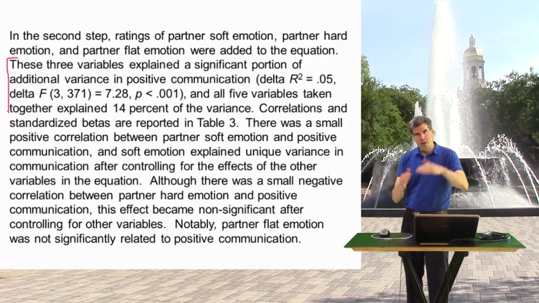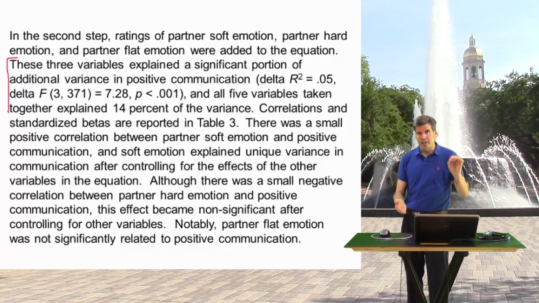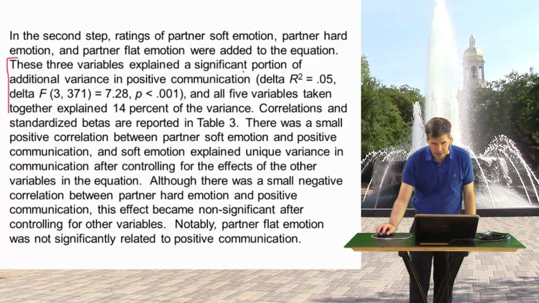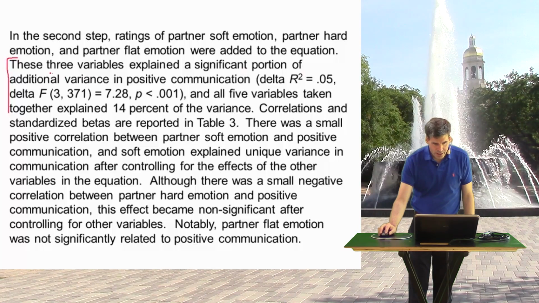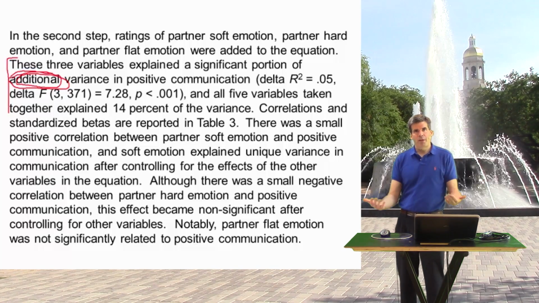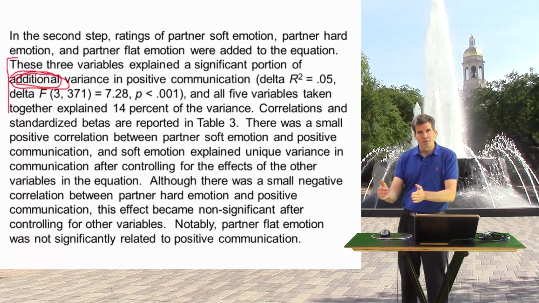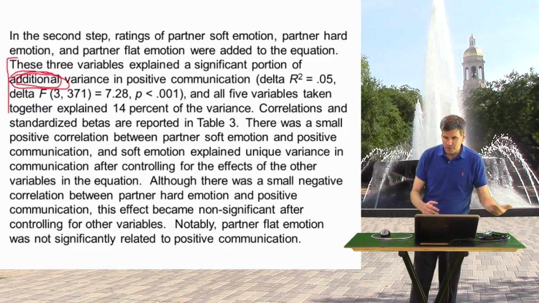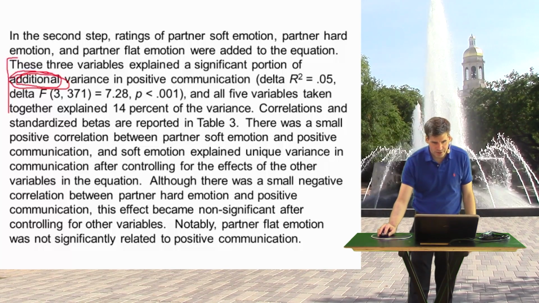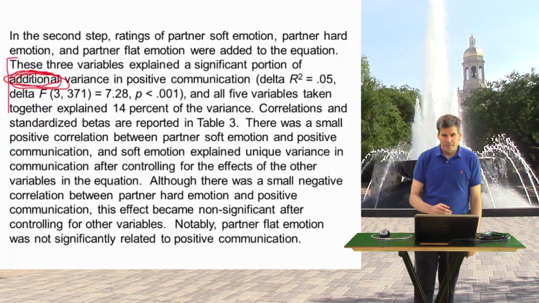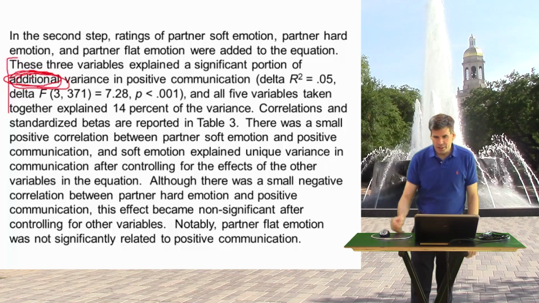So for the omnibus effect here, I'm going to talk about that R-squared change. The 3 variables explained a significant portion of additional variance. And that word additional is key. I don't know how you could describe what we're talking about without using the word additional, because we're talking about how much additional variance was explained over and above that first model. So we're talking about the additional variance explained, and you need to have the word additional in that sentence. What was our additional variance explained?